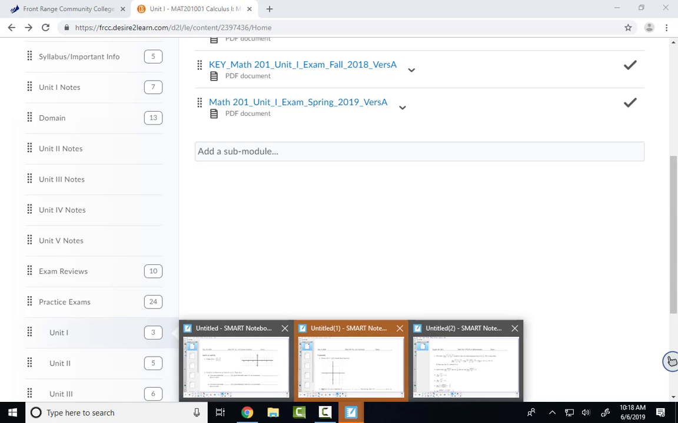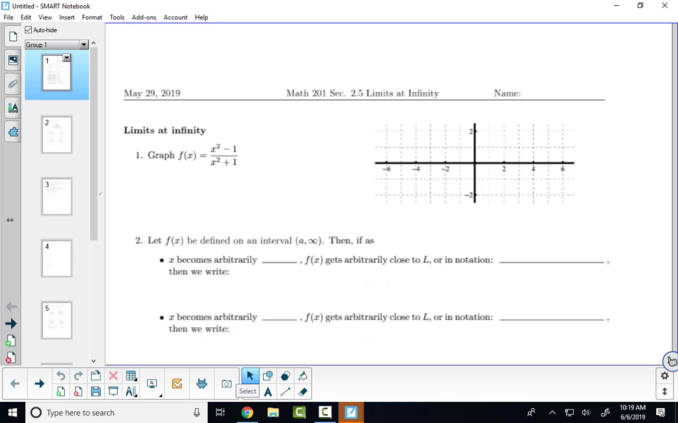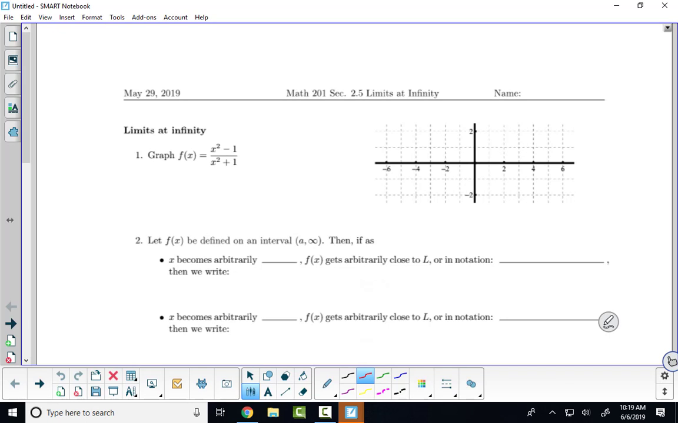2.5, so we've got that covered. And so here we go. This is the last bit of topic that we have for this unit. Okay. And let me just start off by saying that in section 2.4, our problems looked like this.